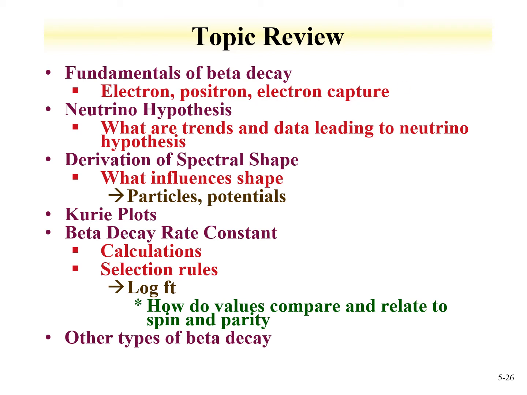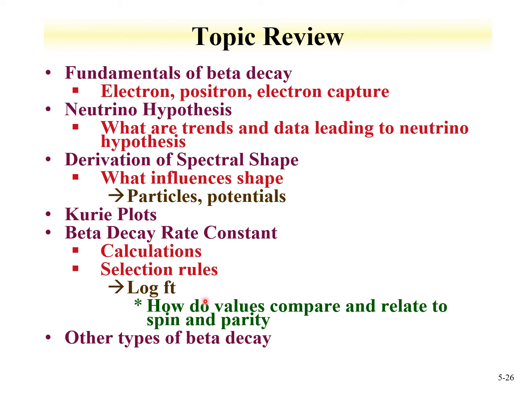You should be able to understand and discuss the neutrino hypothesis and how Fermi came up with the idea of the neutrino based upon an evaluation of the data related to beta decay. You should understand something about spectral shapes, what influences these spectral shapes, and how particles and potentials are related. You should be able to identify a Kurie plot and understand the difference between a straight and curved line. You should be able to look at calculations for beta decay rate constants and understand the selection rules, particularly the logft values, how we can calculate logfts, and how those values compare to the spin and parity of the parent and daughter states.